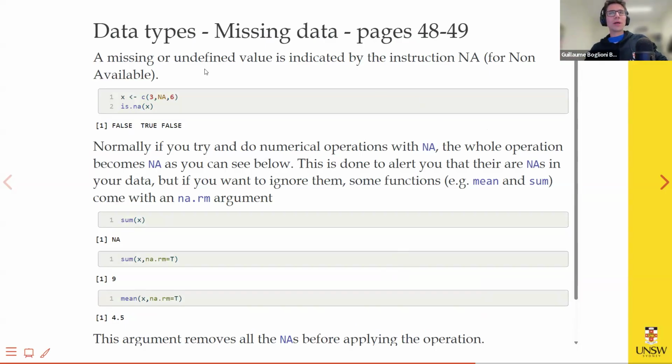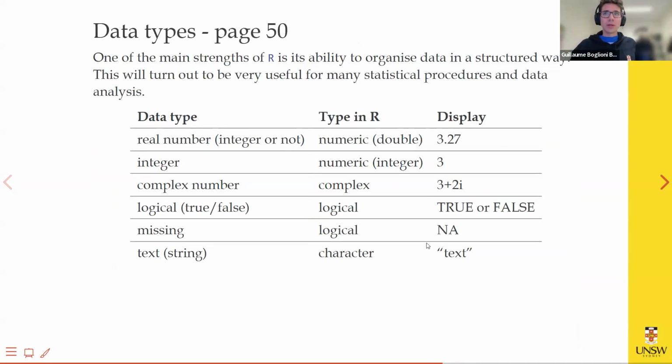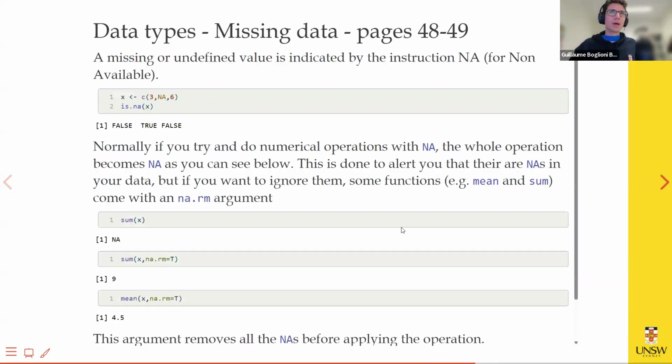So what I said before is there's this NA data type. The display is NA, but it's actually a logical value. It simply means a missing value, non-available. For example, in X, if I put a number, then NA, then 6, that's not creating an error. Then is NA X, that's a function in R, it's checking: is this missing? No, so false. But the second one, yes, it's NA, so it's missing.